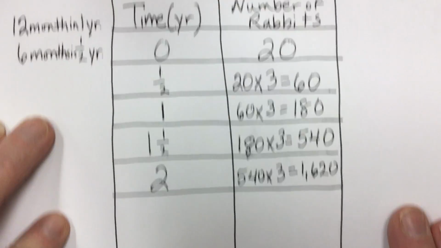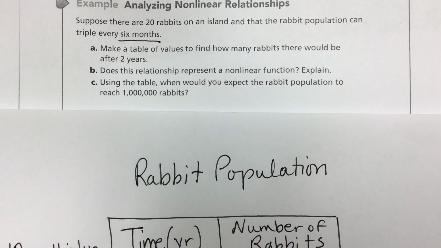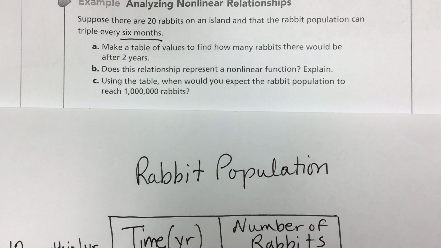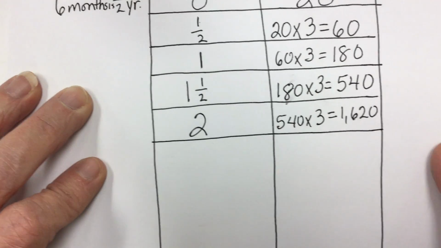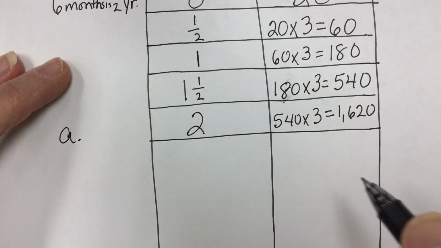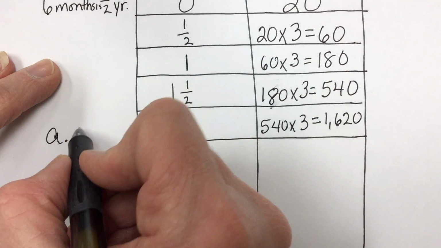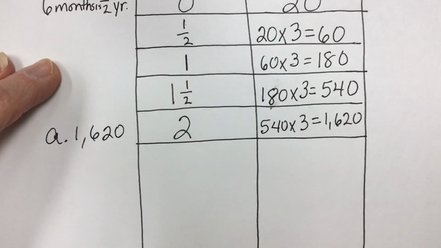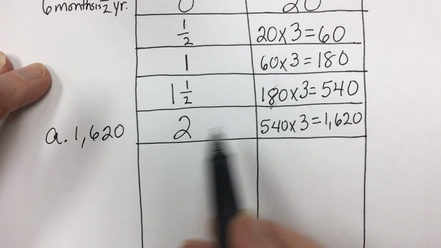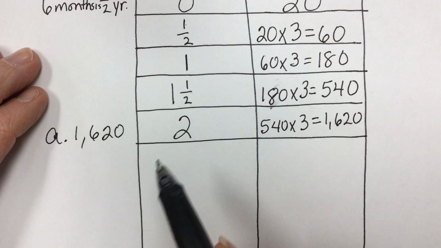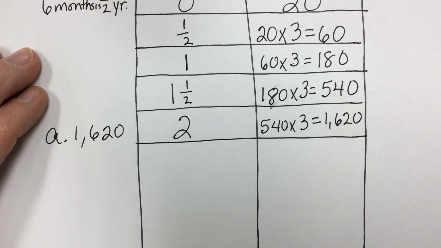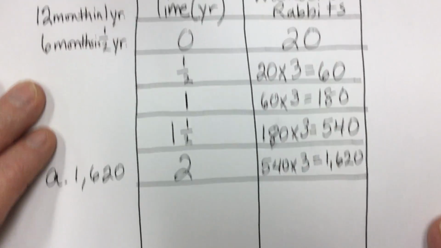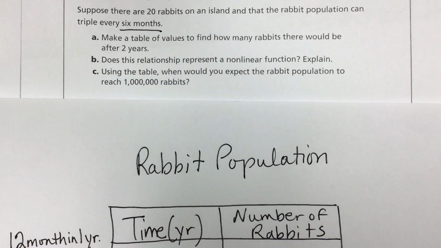So it says make a table of values to find how many rabbits there would be after 2 years. So the answer to A part, after 2 years, how many rabbits would we have? 1,620. That's how many rabbits we would have after 2 years if every 6 months the population tripled. Okay? So now let's go to B part. B part says, does this relationship represent a nonlinear function?